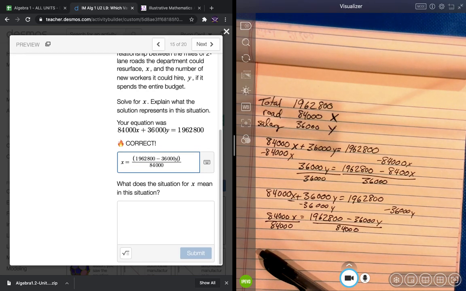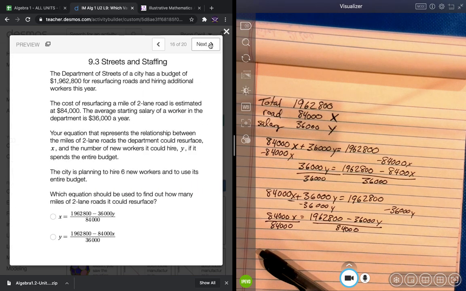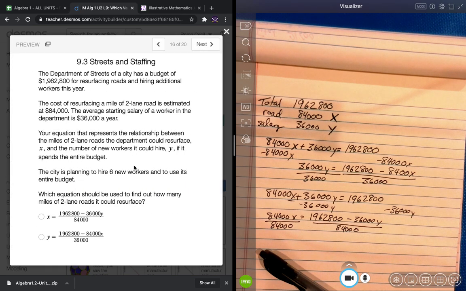And then in this situation, what does the X mean? Okay, guys, this is the number of miles that you could resurface while spending the entire budget. Okay. So right here, guys, same thing.